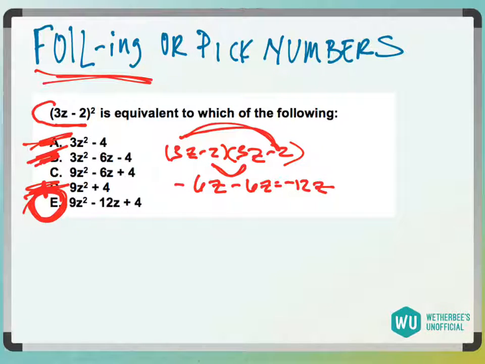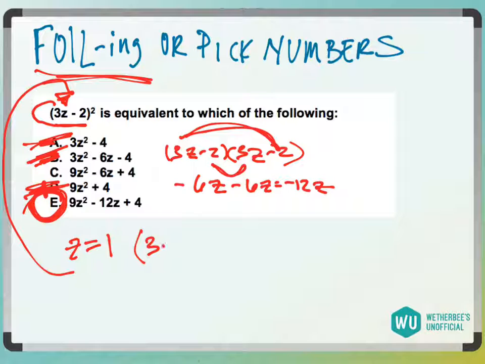Another thing we can do is just pick a number for this, right? So let's say z is 1. I'm going to make z equal to 1, and then I'm just going to plug 1 in for the instance of z in the question stem, right? And that's going to give me 3 times 1, which we're making z, minus 2, right? And that's going to be 3 times 1 is 3, minus 2 is 1, right?